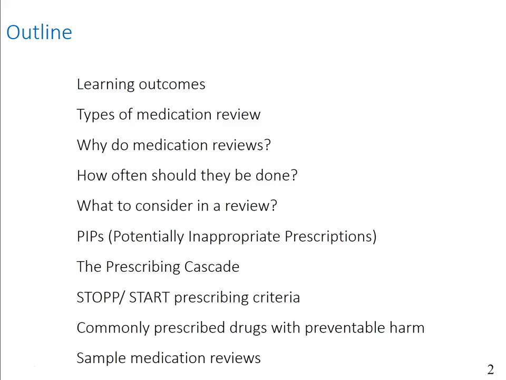There are various criteria to improve the safety of prescribing, and the two most widely used nowadays are the STOPP/START criteria. We'll then look at some commonly prescribed drugs with preventable harm and run through some sample medication reviews before providing you with some references for further reading.